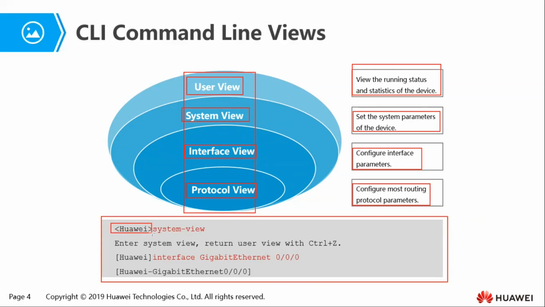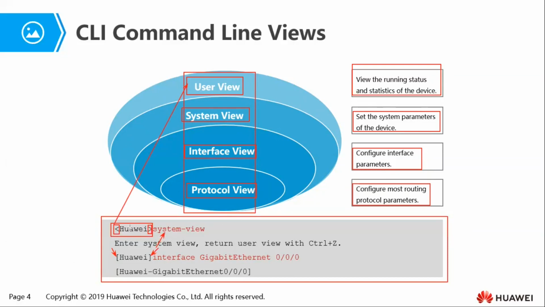we are in a switch or a router, and you know which view you are in by this particular symbol here. So for example, when you have this greater than and less than sign, then you're in the user view. On the other hand, when you're having the square brackets, then you are in system view.